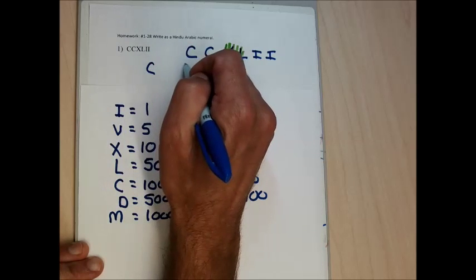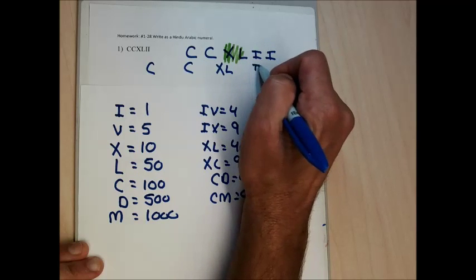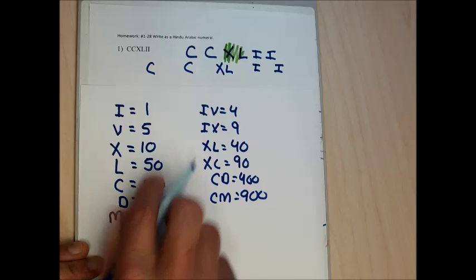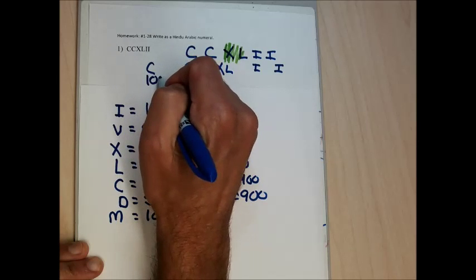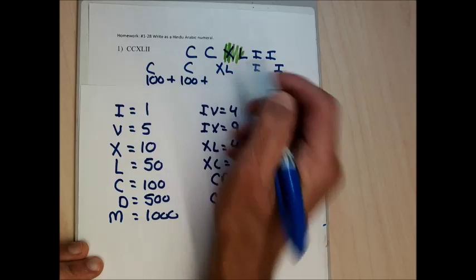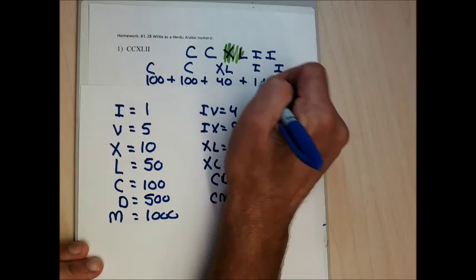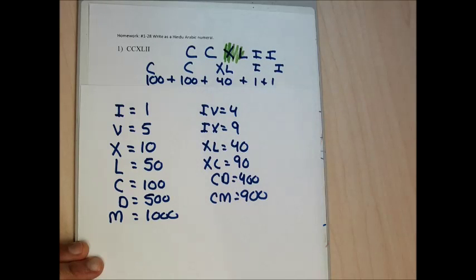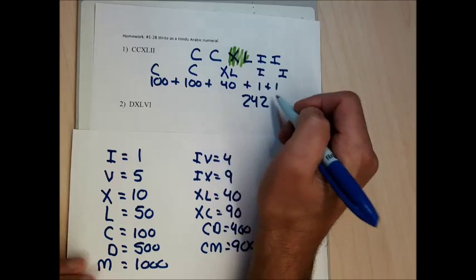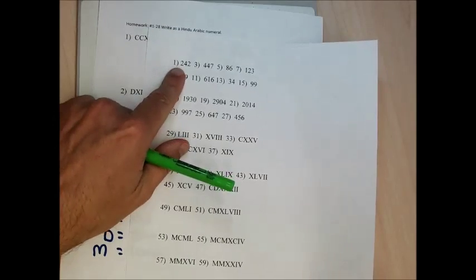Then I need a value for a C, a value for an XL, a value for an I and an I. Each of the C's is equal to 100, so this is going to be 100 for that C, 100 for this C. That XL is equal to 40, and each of these I's is equal to 1. I'm just going to add up those numbers, and when I add them up, I don't need my calculator to do that. I get 242, and that's exactly what I got for an answer for number 1.